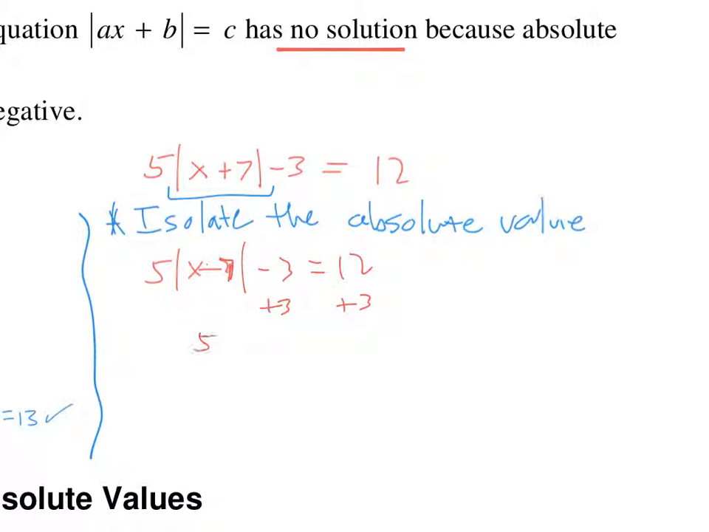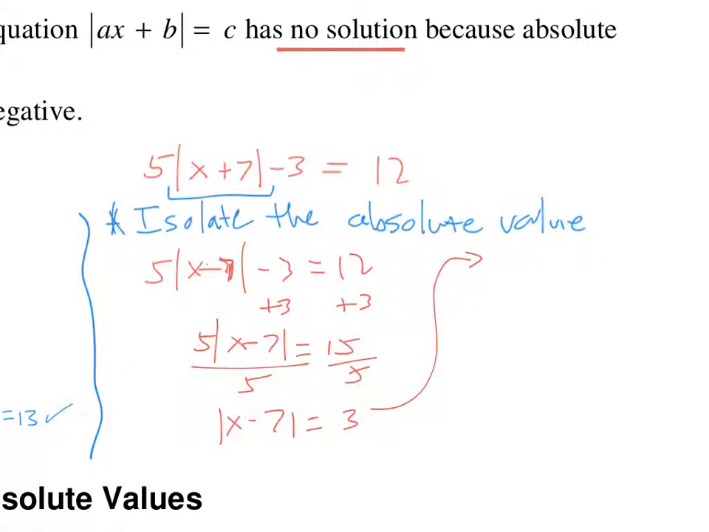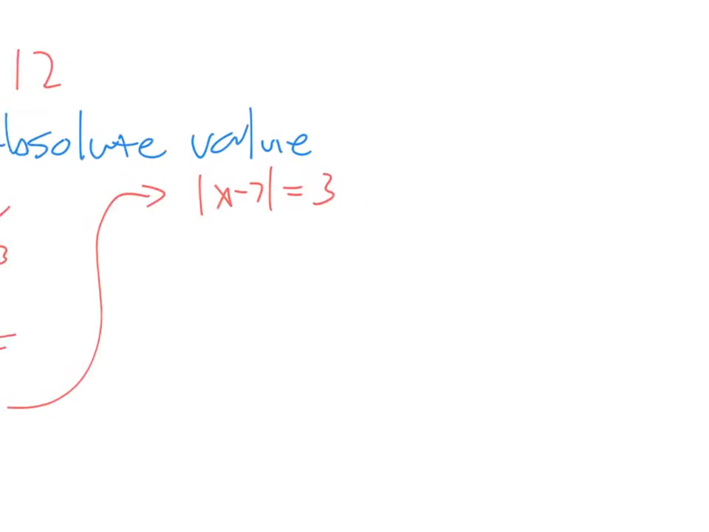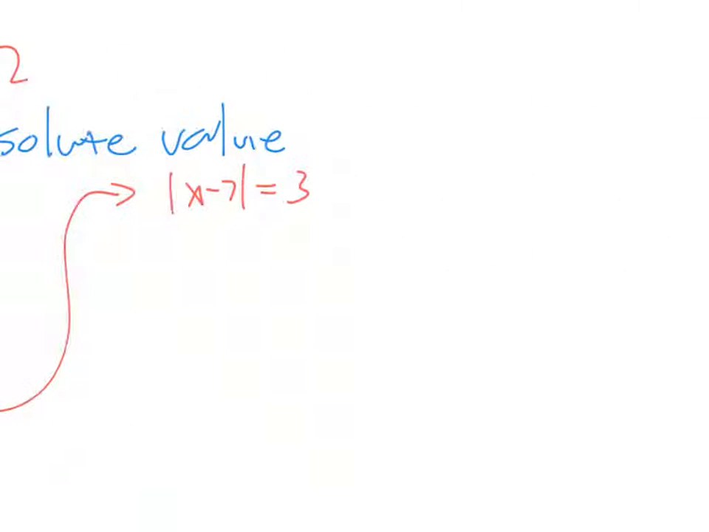And we get 5 times the absolute value of x minus 7 equals 15. Divide by 5. And absolute value of x minus 7 equals 3. All right, now we've got the absolute value all by itself. So we've got the absolute value of x minus 7 equals 3. Now that we have that, now we've isolated the variable.